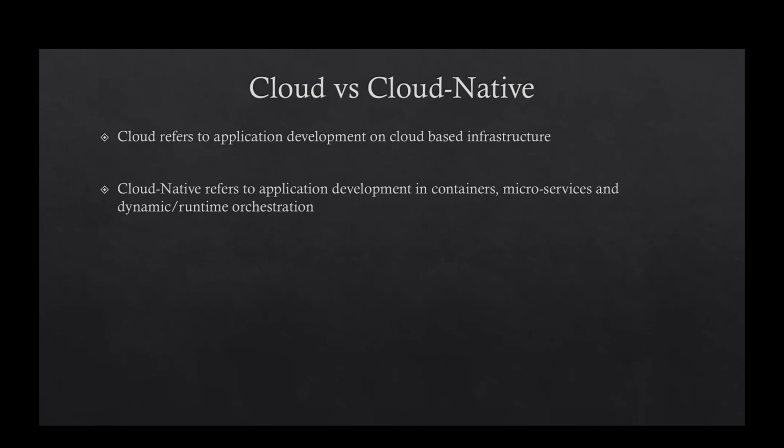Cloud native, however, refers to application development in containers, microservices, and dynamic runtime orchestration. Now, this could run on any cloud. It could very well run on your own machine. It could run on your own data center, right? The reason it's referred to as cloud native rather than cloud is primarily because the way of looking at application development is fundamentally different.